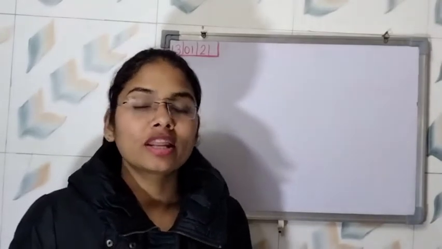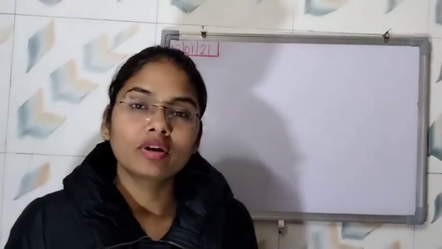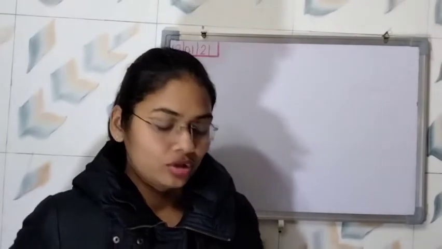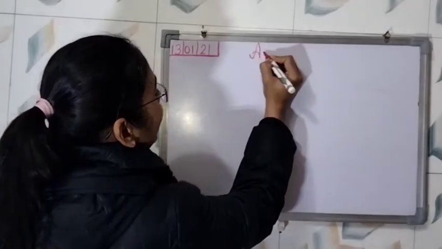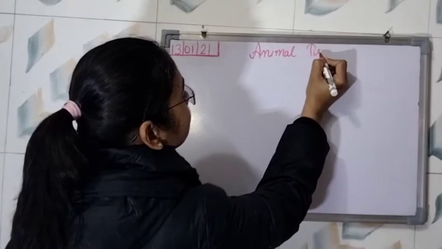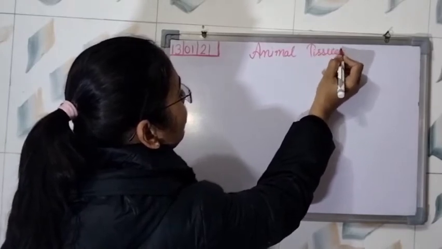So students, in our previous lecture, we have covered all the parts of plant tissues, right? And today we are going to start a new topic, that is animal tissue, right?